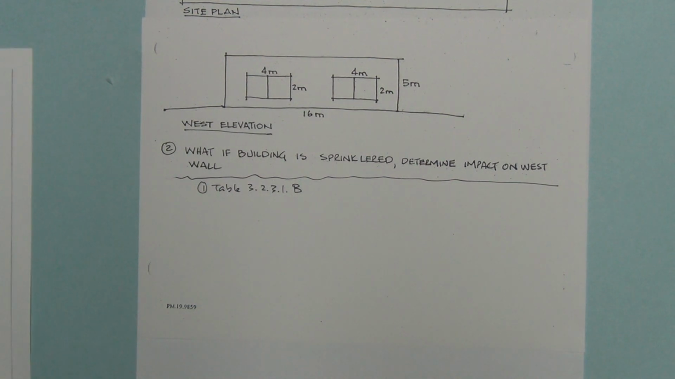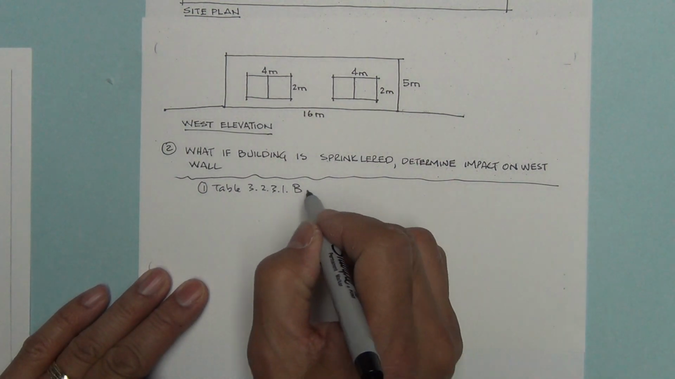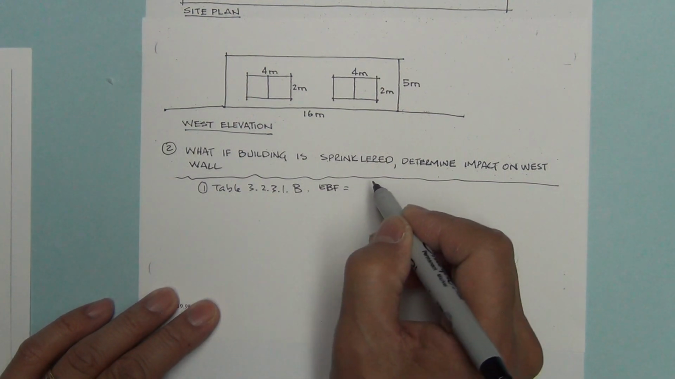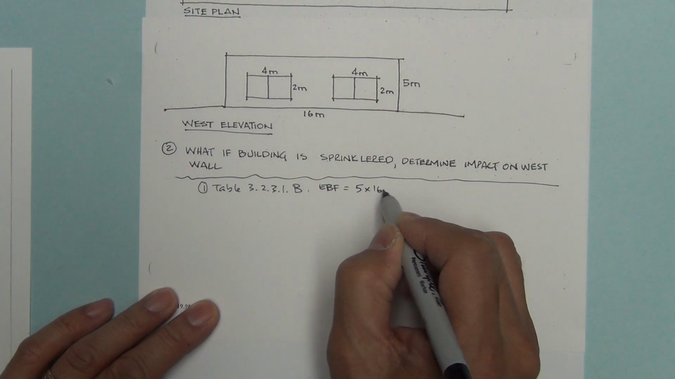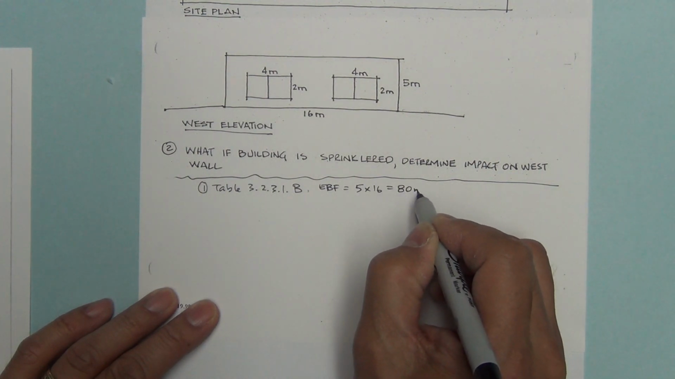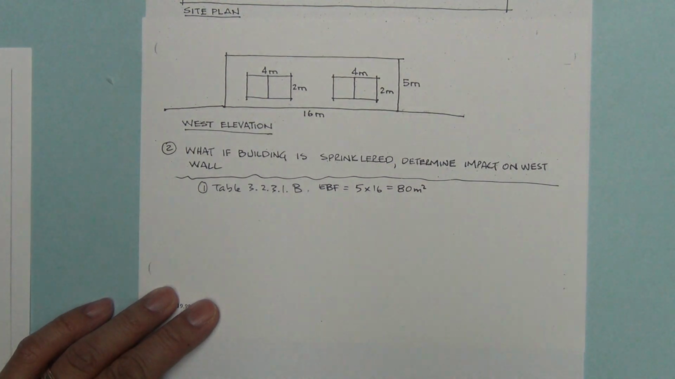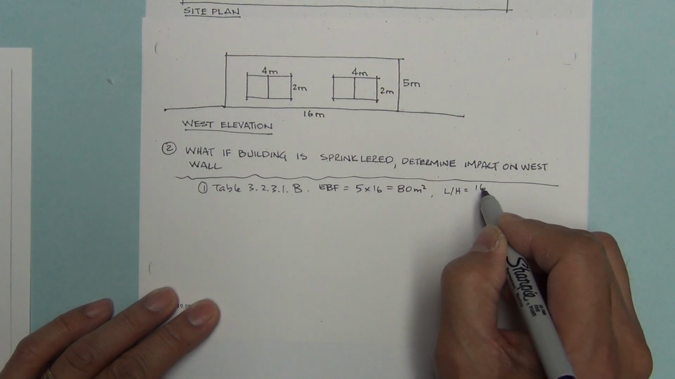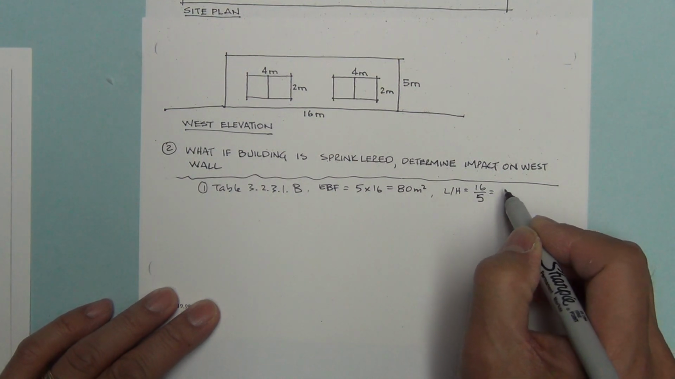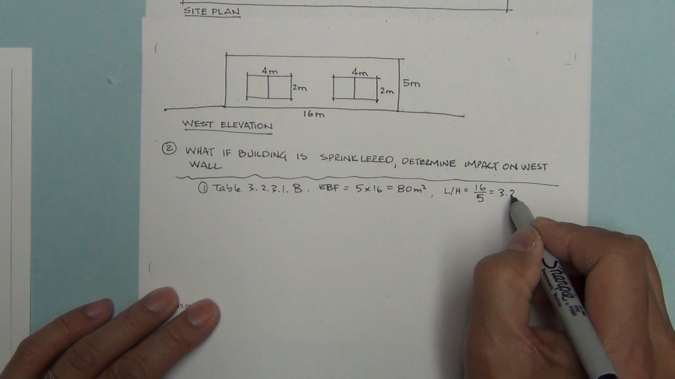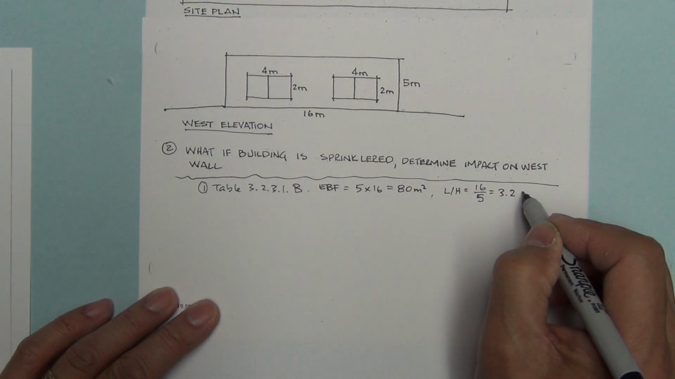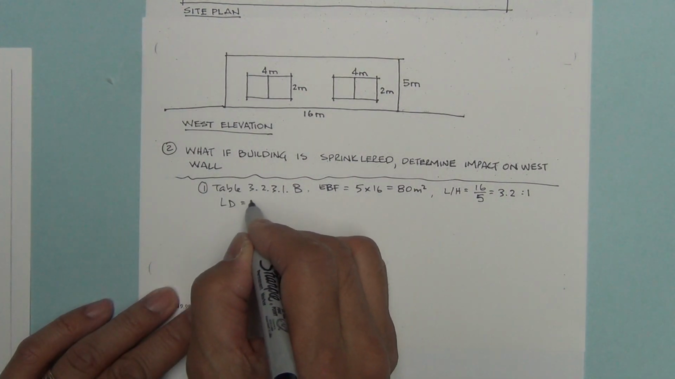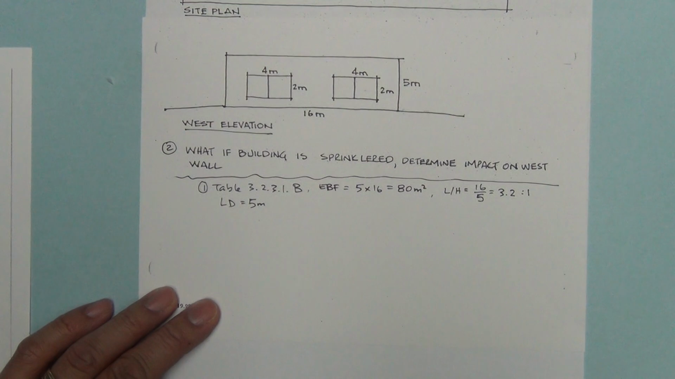Now the parameters to input into the table is first of all the size of the exposing building face. So we have 5 meters times 60 meters, which is 300 square meters of building face. The L over H ratio is simply the larger number divided by the smaller number to get 12, or 12 to 1. Limiting distance we know to be 5 meters away.